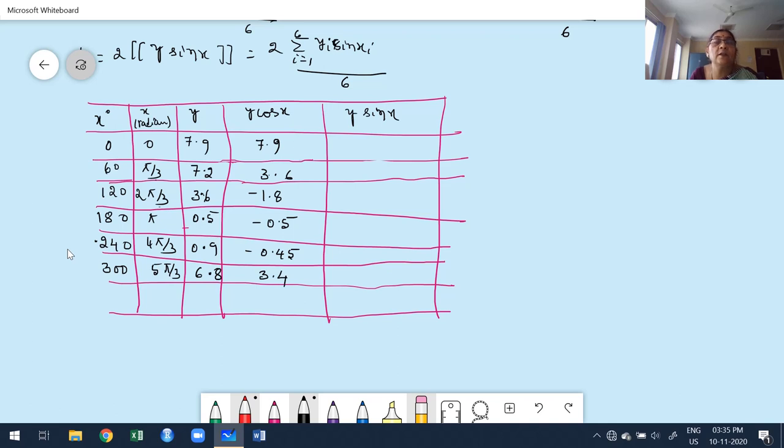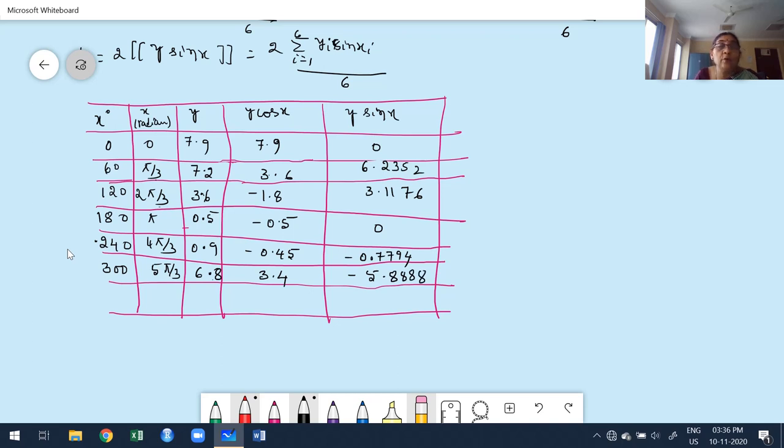Next is y sin x. x is 0, sin 0 is 0, the product must be 0. Sin of pi by 3 into 7.2, we get 6.2352, okay. And next, sin of 2 pi by 3 into 3.6, what we get? 3.1176 after rounding up to 4 decimals. Next, sin pi is 0, product is 0. Sin of 4 pi by 3 into 0.9, what we get? Minus 0.7794, okay. And next, sin of 5 pi by 3 into 6.8, we get minus 5.48.